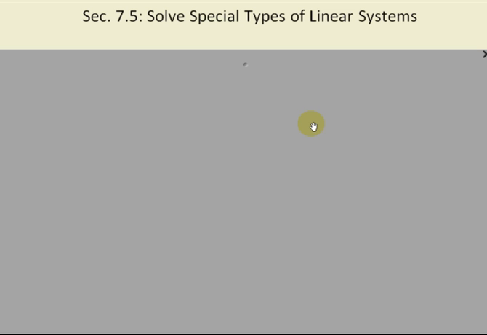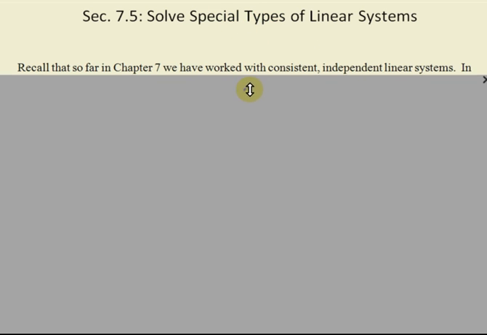Welcome to section 7.5 in what might be the shortest video this year. Let's see. The reason for this being a brief section is that we're not looking at any new methods for solving linear systems. We're just looking at a couple of special types of linear systems.